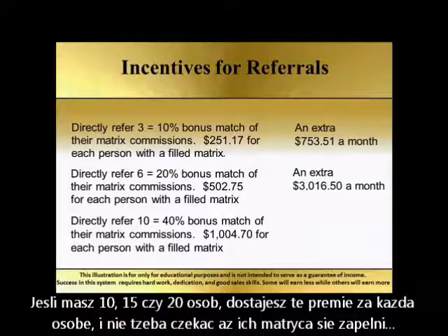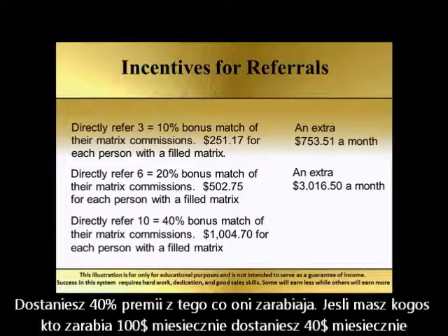And also, you don't have to wait until their matrix is full. You get a 40% bonus match on whatever it is that they're making. If you have someone making $100 a month, then you would make $40 a month, because that's 40% of what they're making from their matrix.